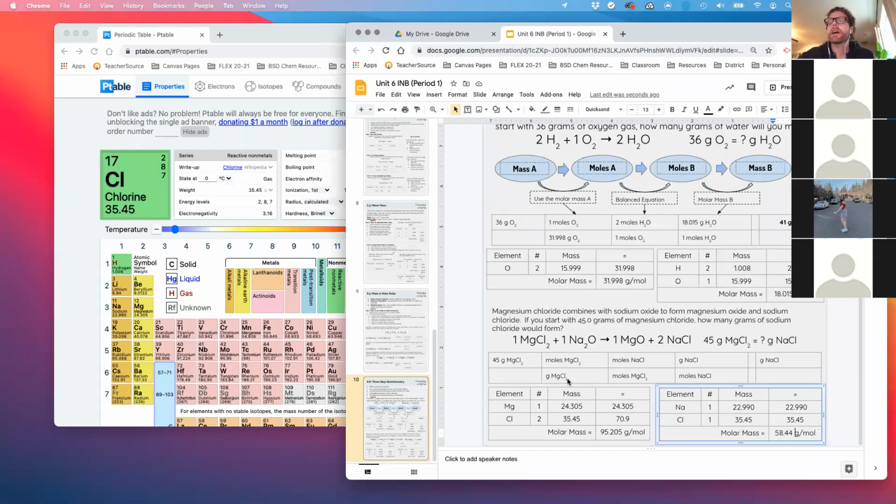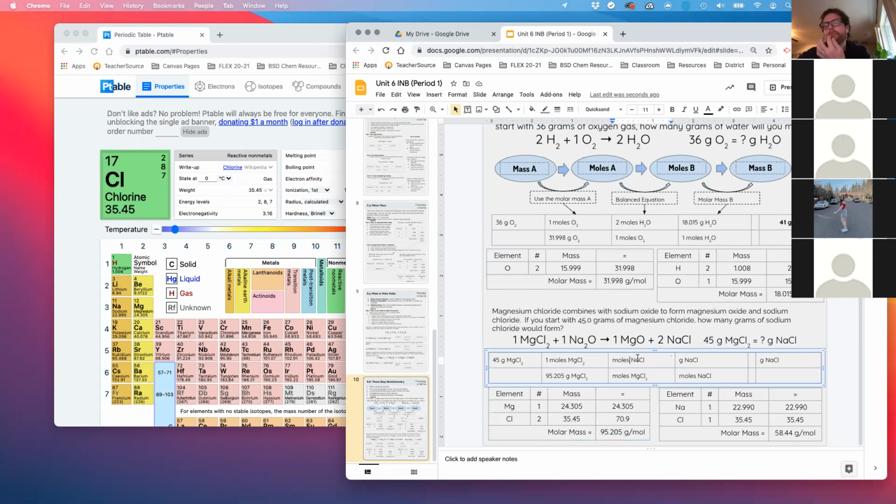So the first one I have is the molar mass of MgCl2. So this is MgCl2, and I figured out the molar mass is 95.205 grams for every 1 mole. Remember, the number always goes next to the grams, which in this case is on the bottom.